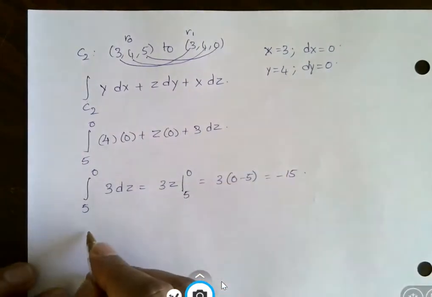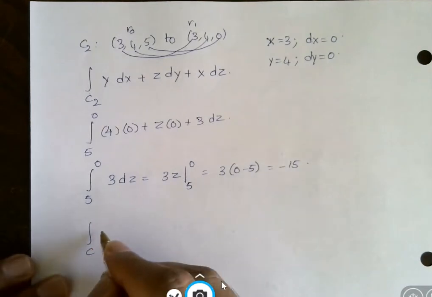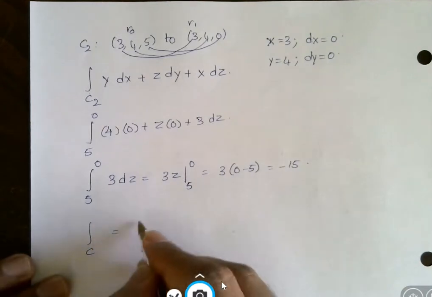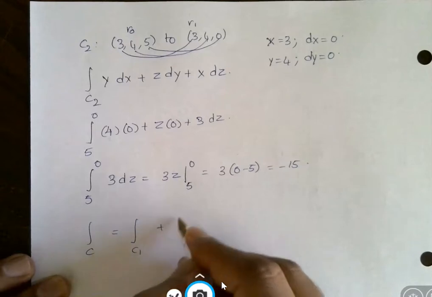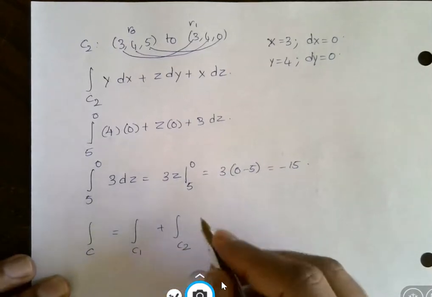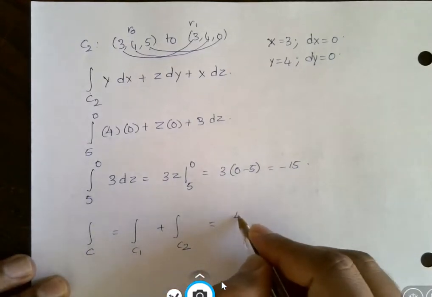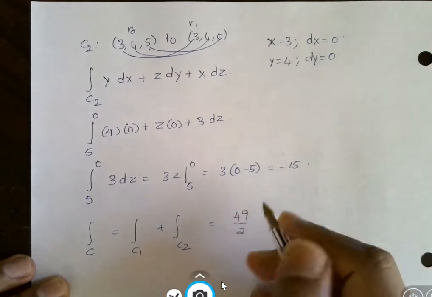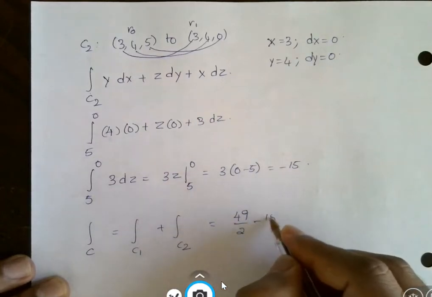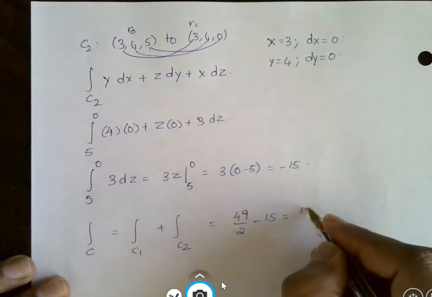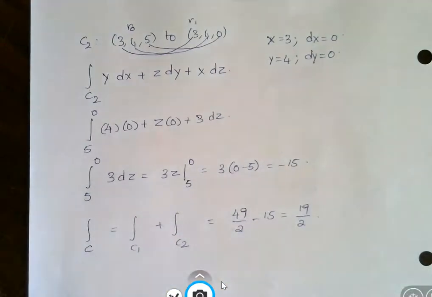So now the evaluation of the line integral over C is going to be over C1 plus over C2. Over C1 I got 49 over 2, and over C2 I got minus 15, so that's going to be 19 over 2. So that's how you evaluate the line integral.